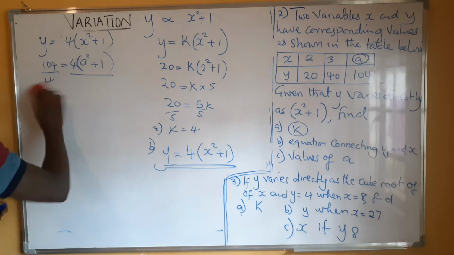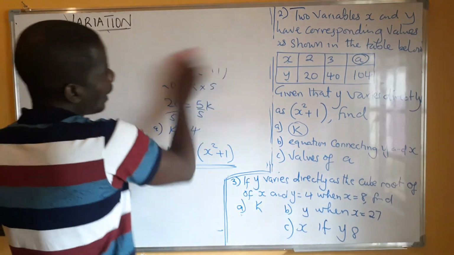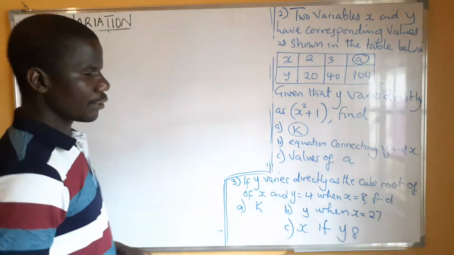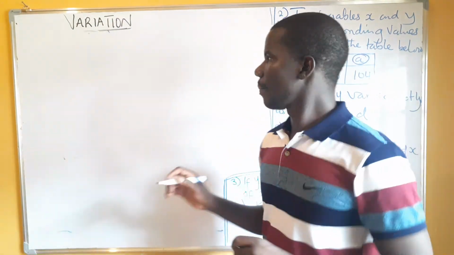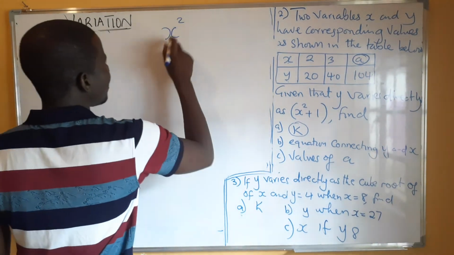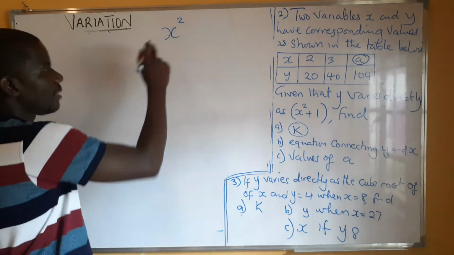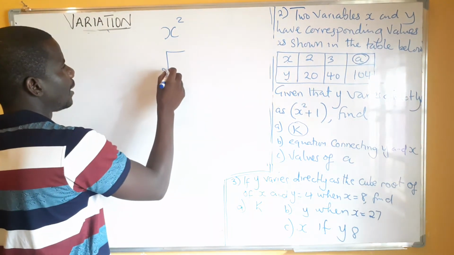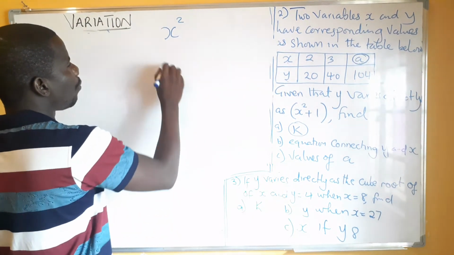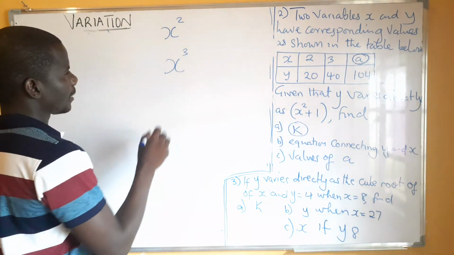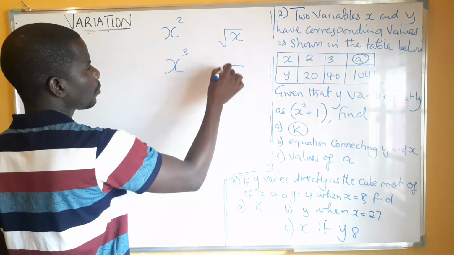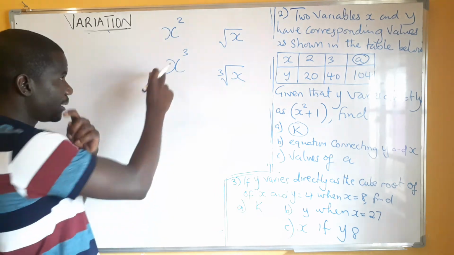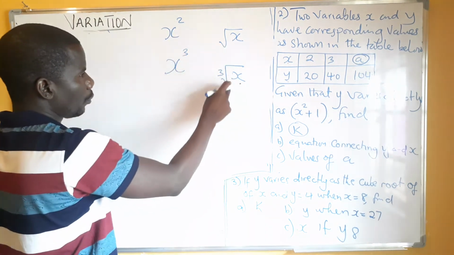Alright? So then we look at the other question, which is the last one. Maybe it's also important to mention these things. This one is the square of x. Then this one is the cube of x. Then this one is the square root. This one is the cube root. This is the cube, square root, cube root.